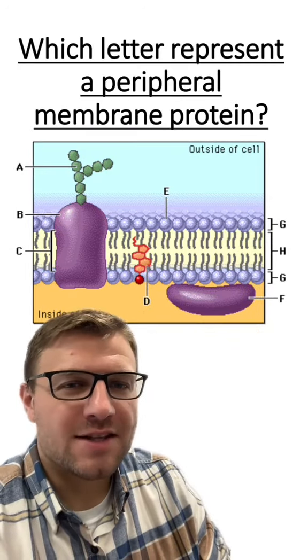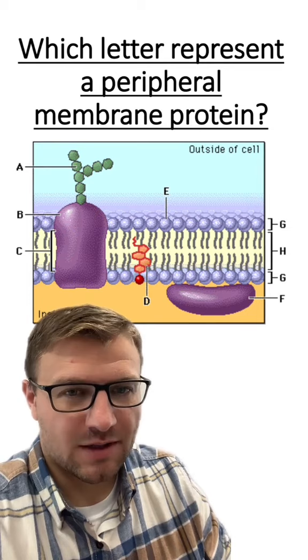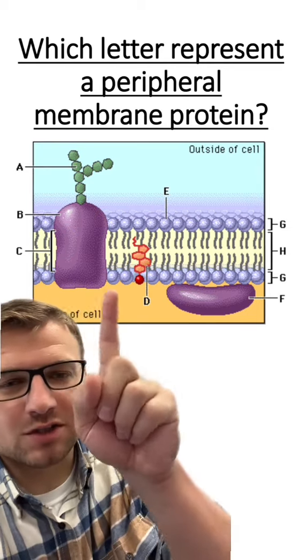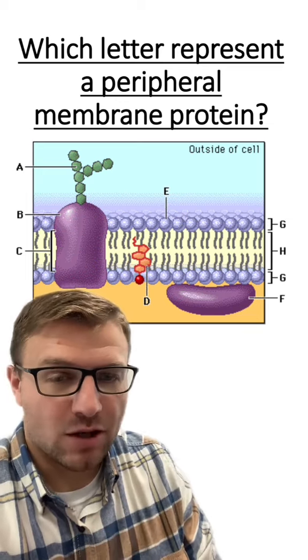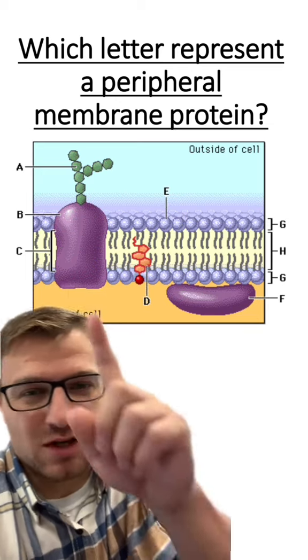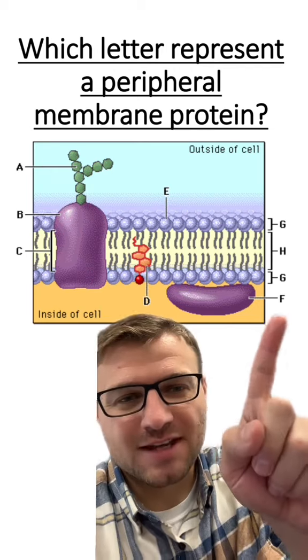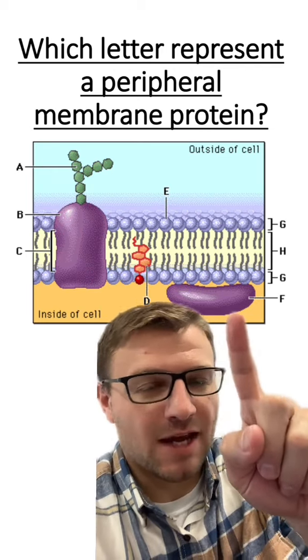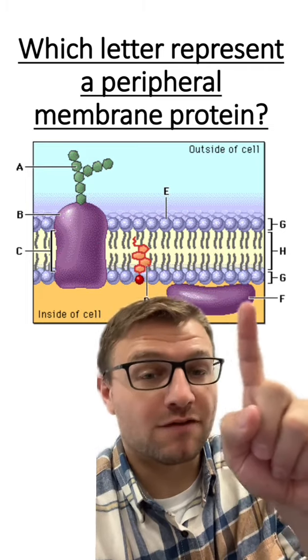Which letter represents a peripheral membrane protein? In this image, the purple structures here are going to represent the membrane proteins. So the question here is really asking which one of these is peripheral? And the answer is F. Any protein that doesn't span the whole membrane is a peripheral protein.